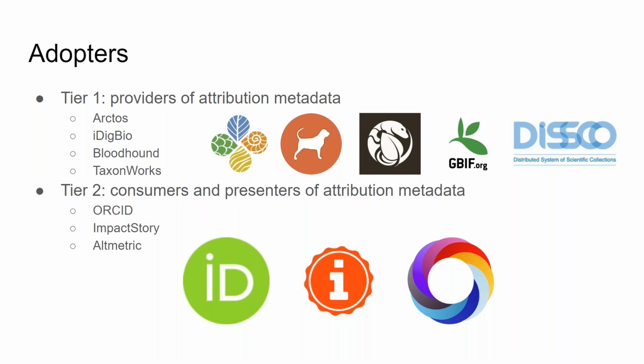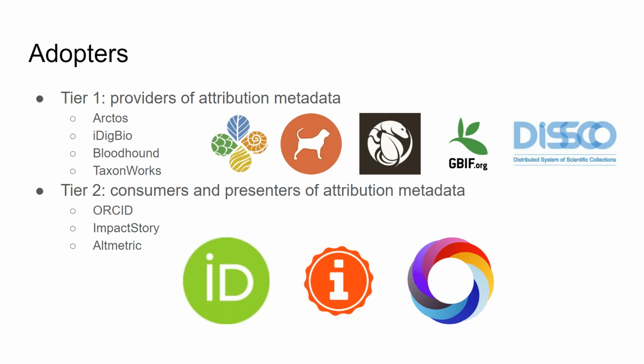So we divide our adopters into two tiers. Tier 1 is providers of attribution metadata. So these are organizations or pieces of software that gather this data. Usually a museum will use some piece of software to manage their collections, to keep track of who is doing what with the different specimens. So these institutions include things like Arctos, iDigBio, Bloodhound, Taxon Works, GBIF, and Disco. Our tier 2 adopters are consumers and presenters of this attribution metadata, like Orchid, Impact Story, or Altmetric.